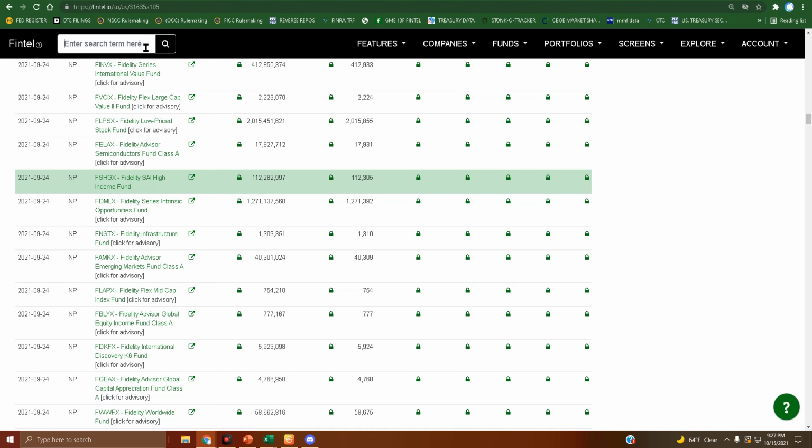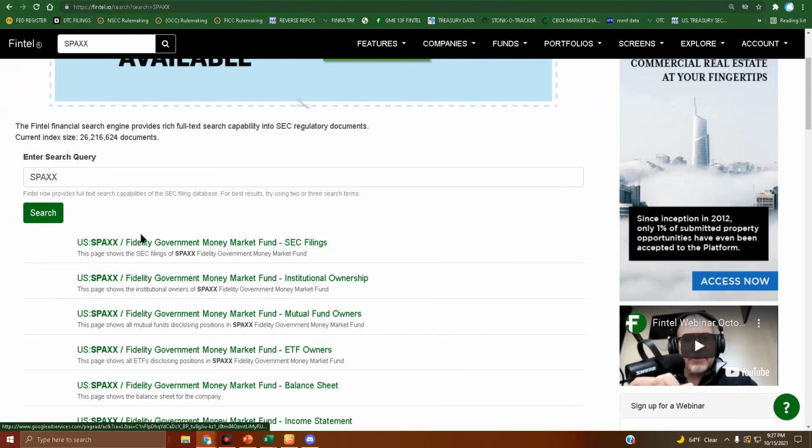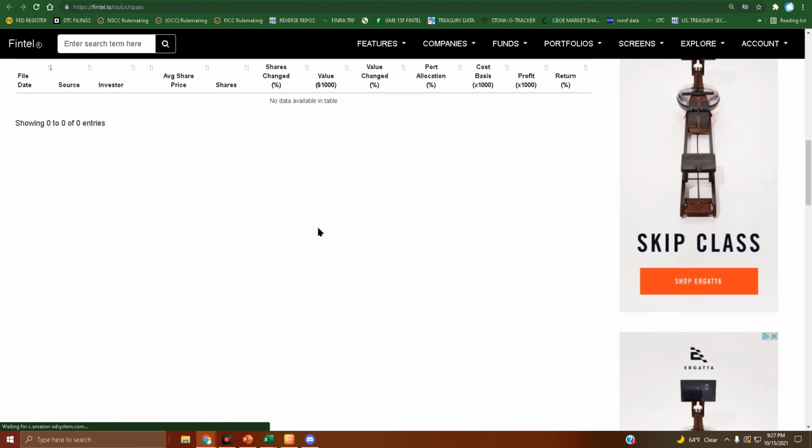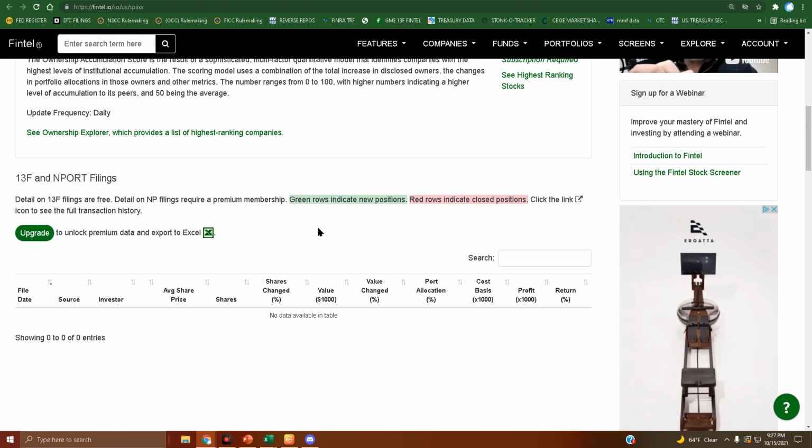Because if you do a simple search for SPACs right here on Fintel, and you go to the institutional ownership, guess what? There is none. Zero ownership. That's why they have to use the repo, because they can't lend. So they have all this cash just sitting there. So they're going to park it overnight and earn some interest on it. That's why the demand skyrocketed when the interest rate rose just to 0.05.